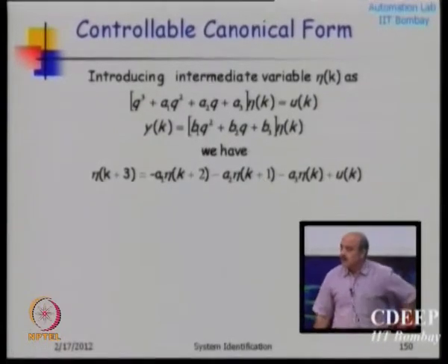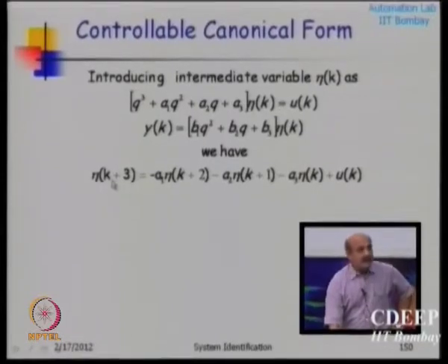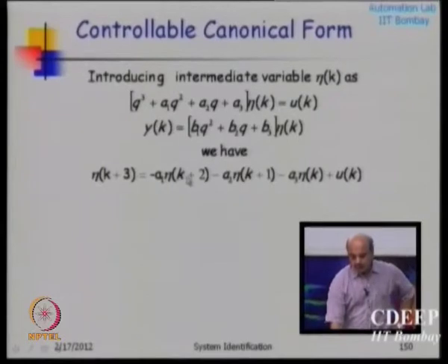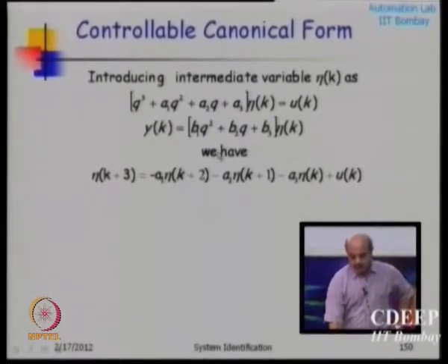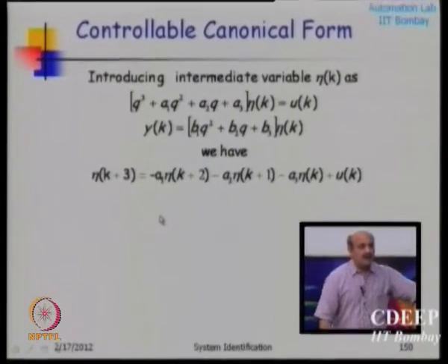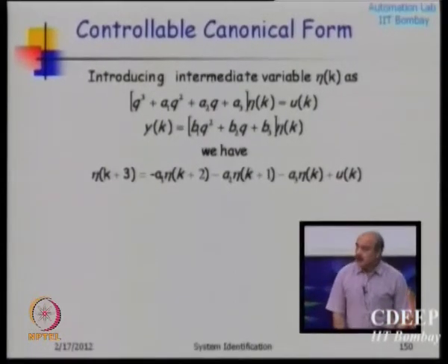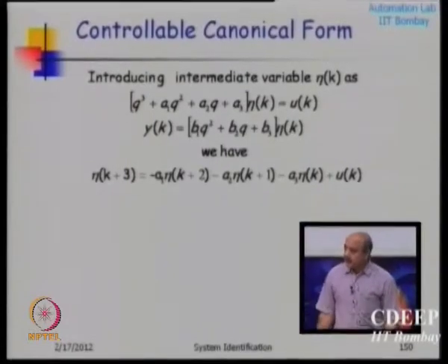Just check. This is q3, so I will get eta k plus 3. This is q2, eta k plus 2, q eta k. Is this okay? All three are negative here. They should be positive when they come on the left hand side, but I have taken them to the right hand side, so that's why they are negative. Is everyone with me on this?